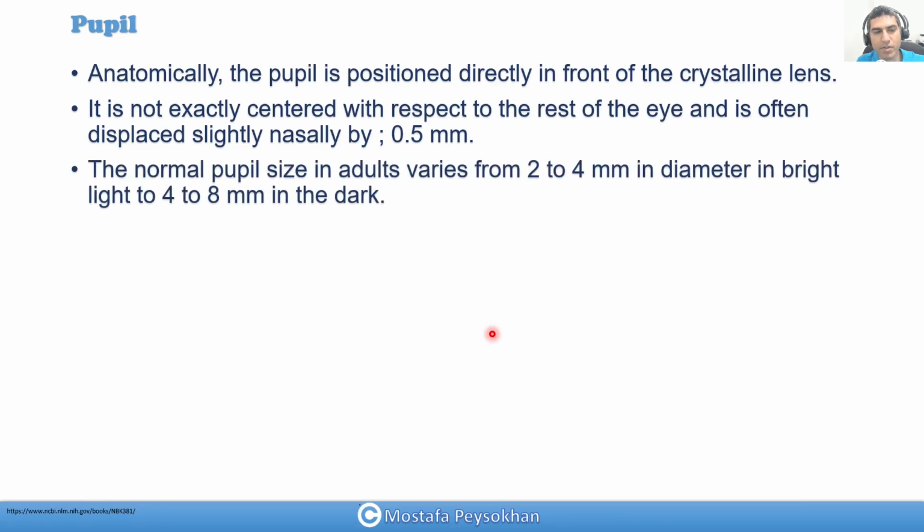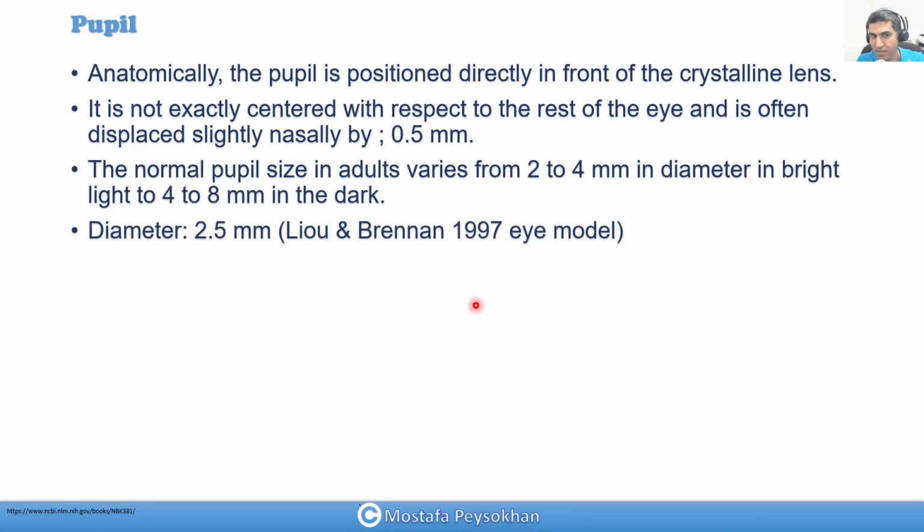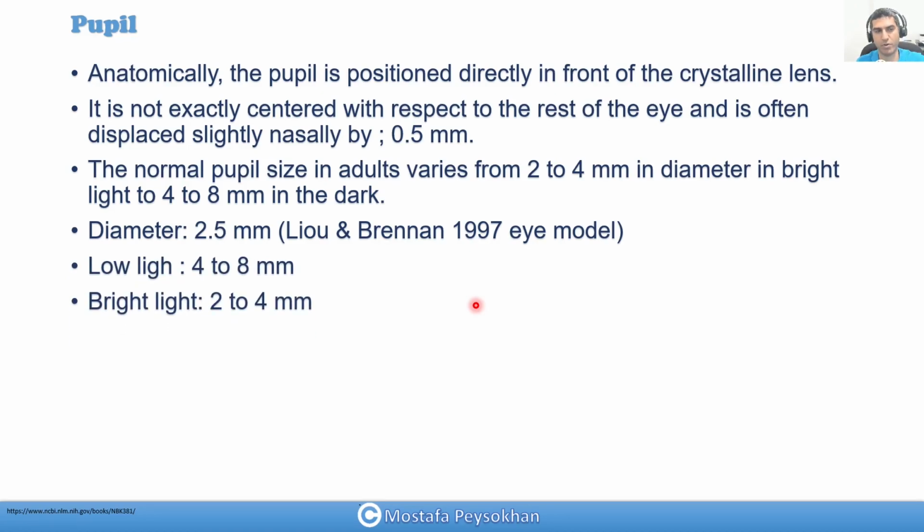The normal pupil size in adults varies between 2 to 4 millimeters in diameter in bright light, because in a bright light situation our pupil gets smaller, as we don't want a lot of light to damage the retina. In dark areas, when there are not that many photons, the pupil gets bigger, 4 to 8 millimeters. Based on the Liou and Brennan model, it is 2.5. As I said, in low light 4 to 8, in bright light 2 to 4 for an adult pupil.